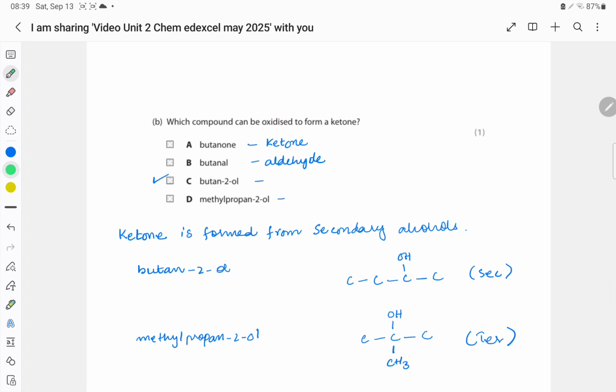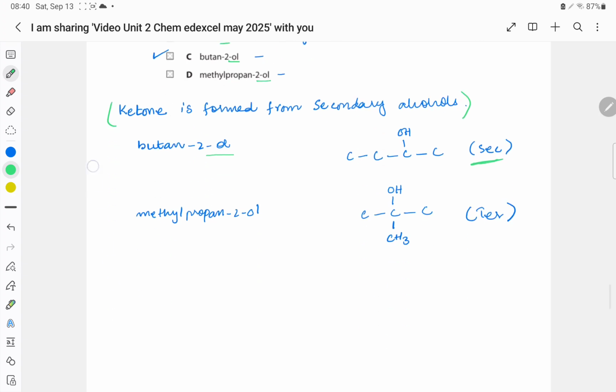So basically, a ketone is formed from a secondary alcohol. So you have to find out from all these options A, B, C and D which one is the secondary alcohol. By looking at the name, we will find that the first one is a ketone, because it says ONE at the end, so that means it's a ketone, and the next is an aldehyde. AL is at the end, so it's an aldehyde. OL and OL, both of them are alcohols, but now we have to find which one is the secondary alcohol. So butan-2-ol is actually the secondary alcohol, so this is going to be the correct one. Why is D not correct? Because it's not a secondary alcohol, it is a tertiary alcohol.